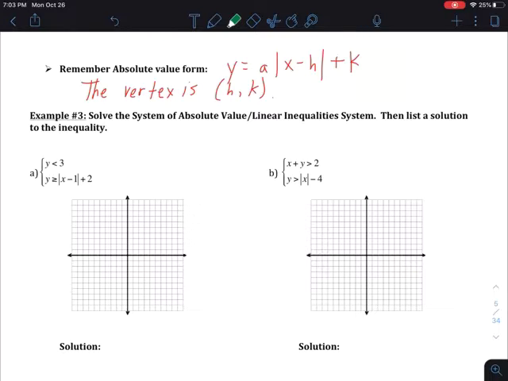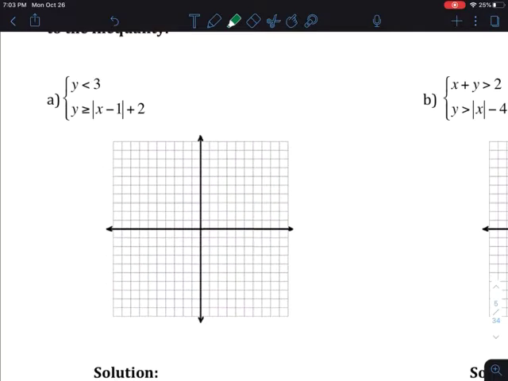The vertex, remember, is that point where the two lines connect, and that is (h, k). Remember that h is the opposite because of the minus sign in the formula before the h. Also, remember we treat a, the number after the equal sign, like the slope. Okay, so let's go ahead and graph.